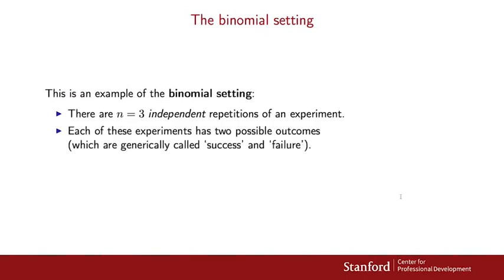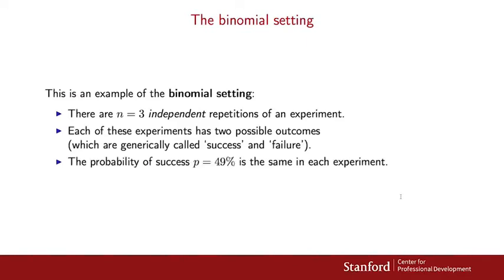Each of these experiments has two possible outcomes. In our example, these were the sex of the child, a girl or a boy. And in the binomial setting, these two outcomes are generically called success and failure. Success is typically the outcome we are interested in. So in our example, this would be that the newborn is a girl. And finally, the probability of success, which was 49%, was the same in each experiment. These three conditions define what's called the binomial setting.